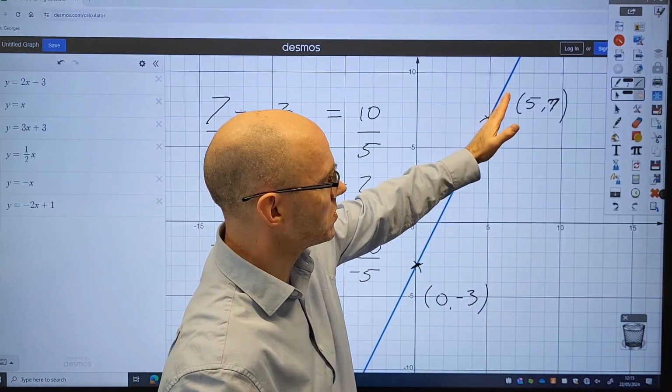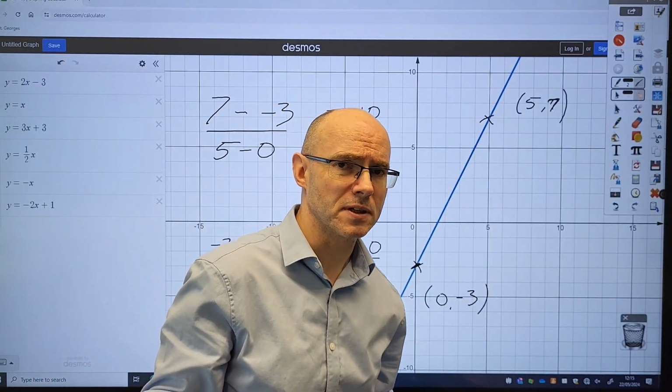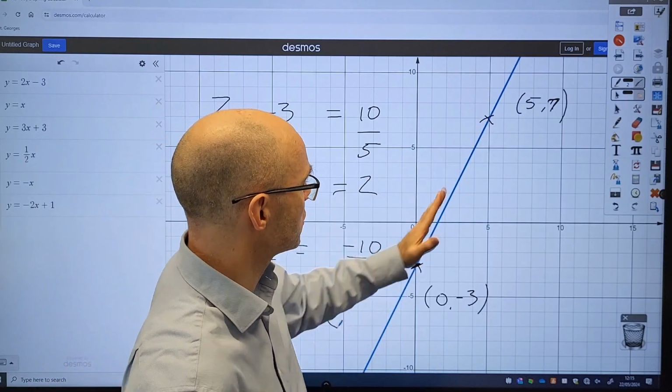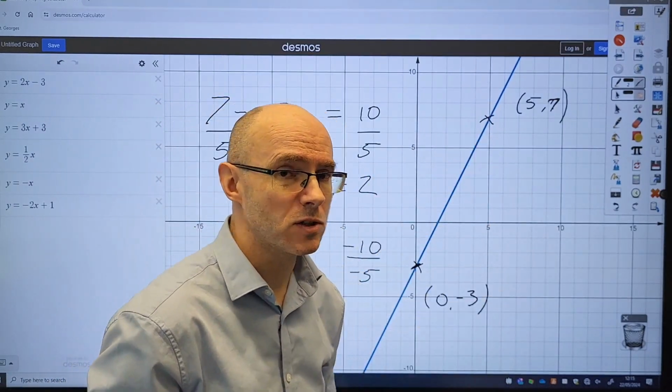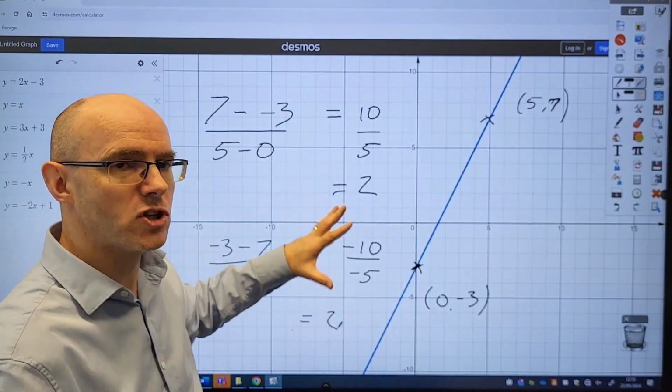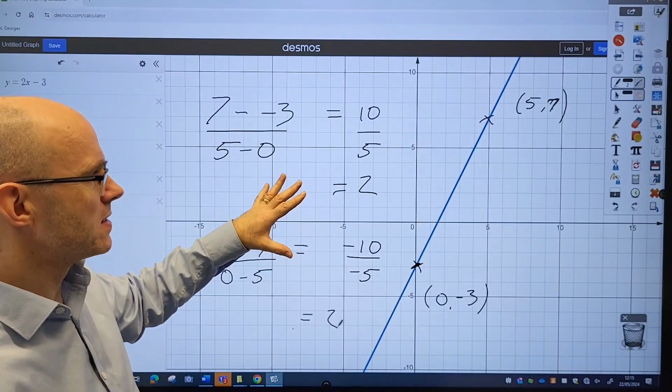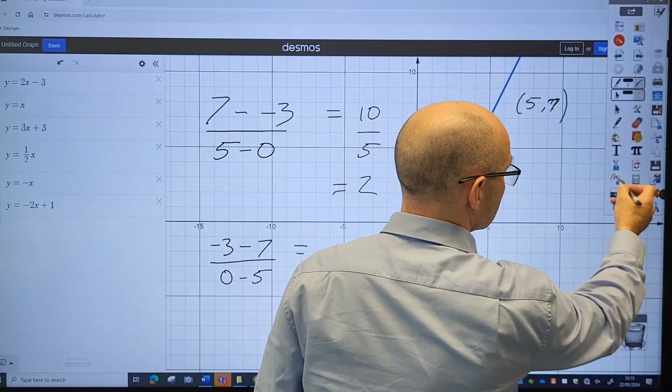Because it's sloping upwards, the gradient will always be positive. Okay, the gradient will always be positive for a line that's sloping upwards from left to right. So if you do make a mistake somewhere, just check your work and you should get a positive answer. That's the gradient of that line done. Let's just do another one.